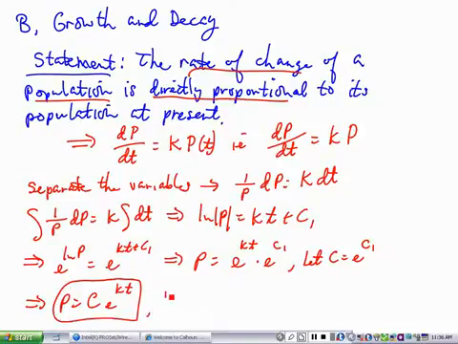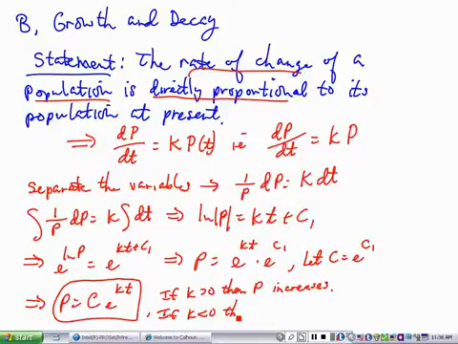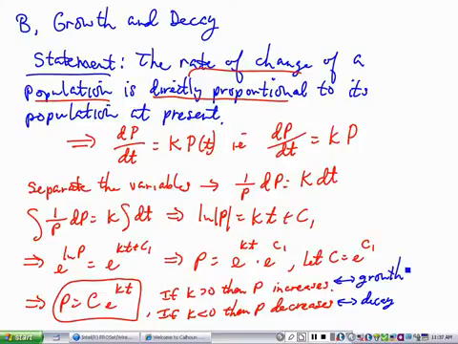Now, if k is positive, then P, which is the population, is increasing. If k is negative, then P decreases. So, what does that mean? That means here we have decay, and here we have growth. Well, this is the formula that we're going to use, this guy right here, to work the problem.